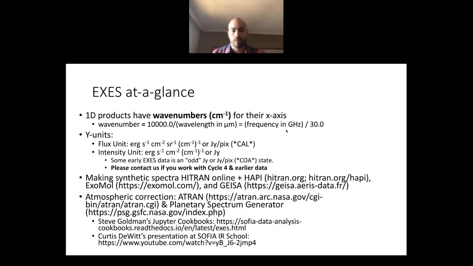So if you happen to be grabbing data from cycle 4 or earlier, drop us an email and we can help guide you on how to get it to the correct state. Or if you were trying to use the new EXES pipeline on that data, we're happy to walk you through it. As Sarah highlighted, I share some databases that are there and also reference Curtis's great talk on how to do it. And Steve Goldman actually has a Jupyter notebook that will try to walk you through doing the atmospheric correction.